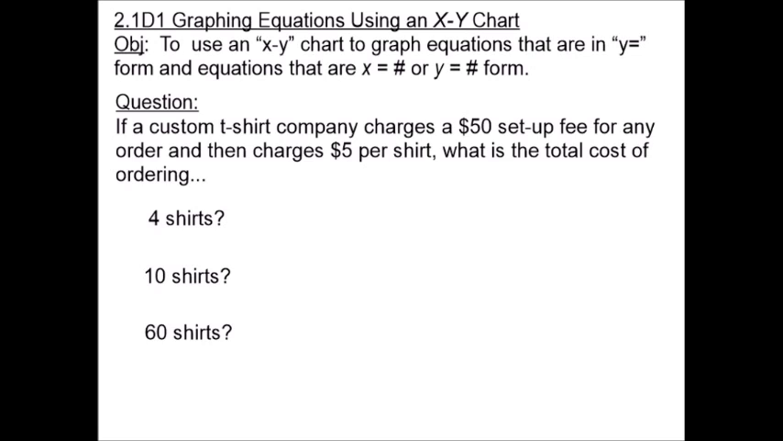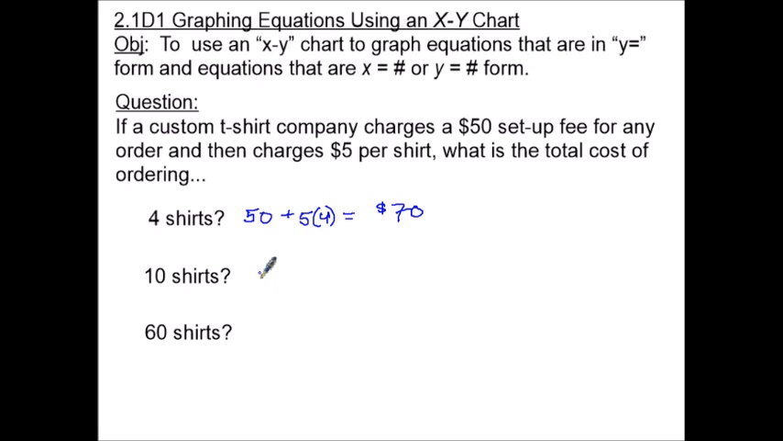Okay, our question is, if a custom t-shirt company charges $50 for a setup fee for any order and then charges $5 per shirt, what's the total cost of ordering various numbers of shirts? Well, for 4 shirts, first of all, we have a setup fee of $50, and then we add to that $5 per shirt, and we have 4, so basically that's 5 times 4. Crunching the numbers, that's really 50 plus 20, so that's going to be $70.